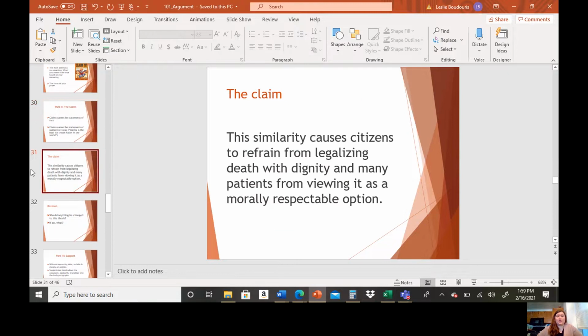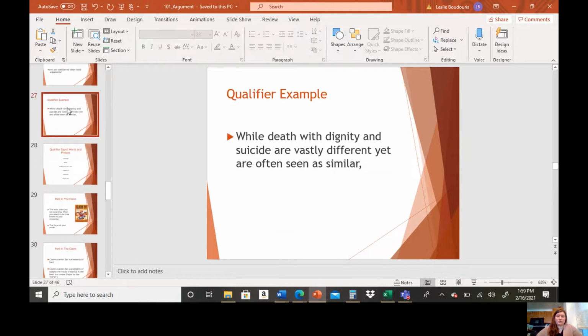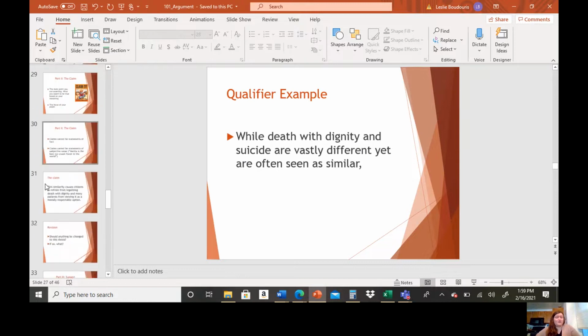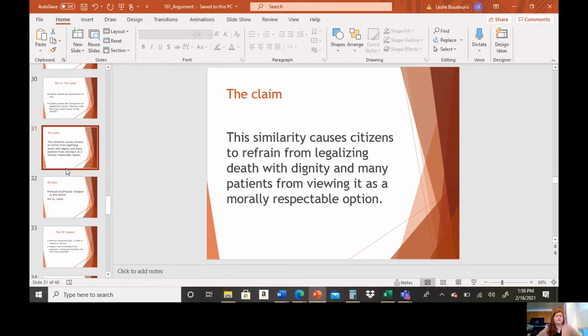So the claim that she's saying, and this is a direct quotation of it. So she says, while death with dignity and suicide are vastly different, yet often seen as similar, this similarity causes citizens to refrain from legalizing death with dignity and many patients from viewing it as a morally respectable option. So again, she's analyzing how assisted suicide and death with dignity are similar and different from each other. She's comparing and contrasting them, but she's analyzing the impacts of the language of assisted suicide versus death with dignity, saying that by choosing to call it assisted suicide, it is maybe persuading other people who might think it is a viable option for them to not think about it and to have lots of judgment. That's the student's perspective. Okay, that's the student's argument, what they are saying.